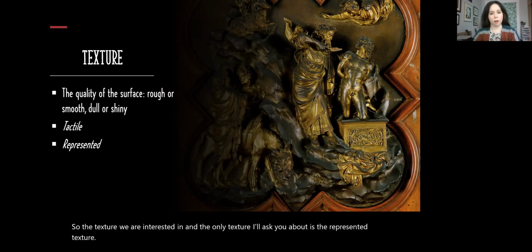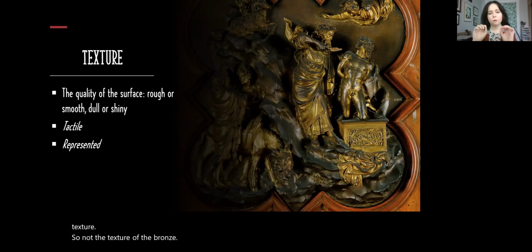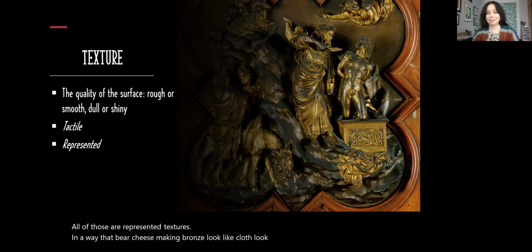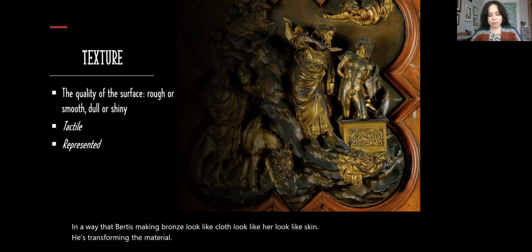So not the texture of the bronze, but the texture of what Ghiberti has portrayed in bronze. The texture of the rocky ground, the swirling drapery of Abraham, the smooth skin of Isaac. All of those are represented textures in a way that Ghiberti is making bronze look like cloth, look like hair, look like skin. He's transforming the material. So we want to think about the illusion of texture and not the realism of texture if we could physically touch it. Okay?